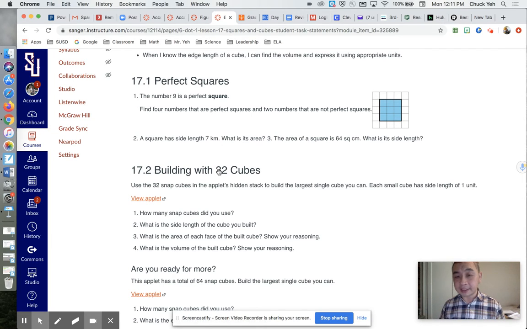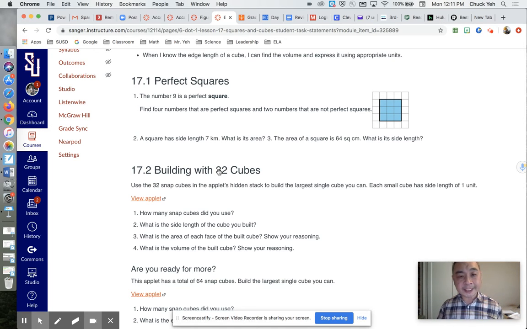So do you see that? So we can do 6 times 6, 7 times 7, and so on. And 2 numbers that are not perfect squares. So any number that's not a 2, any number that's not a 4, any number that's not a 9, any number that's not 16 is not a perfect square. 11, 7, 5. Those are not perfect squares.